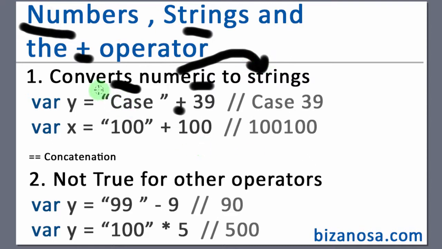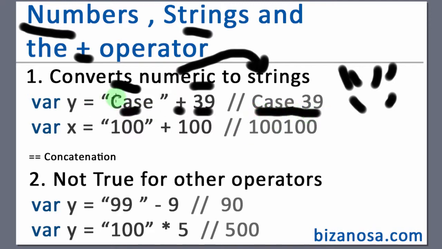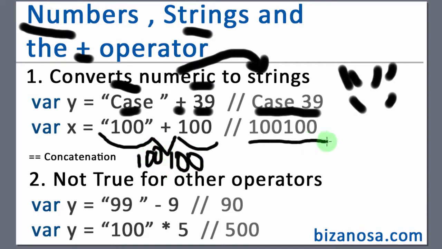Like in this case, this is a string. You can see this is a string because it is enclosed with double quotations. You can also use single quotations. If we add these two, this is a number and this is a string, you're going to get case 39. Also, this is a string because it has the double quotation, and this is a number. If you add these two, you're going to get 100, 100. You're going to get that result.